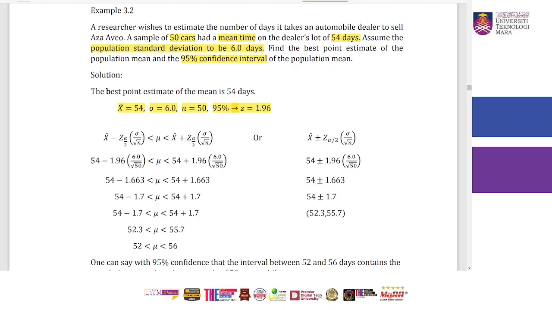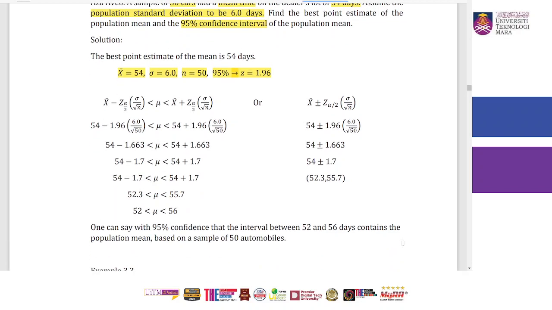Okay, what does this mean? This means that one can say that I am 95% confident that the actual or the true population mean lies within the values of 52 days and 56 days. So maknanya, kalau kita ambil 100 sample, so 95 of them will be having the values between 52 to 56.